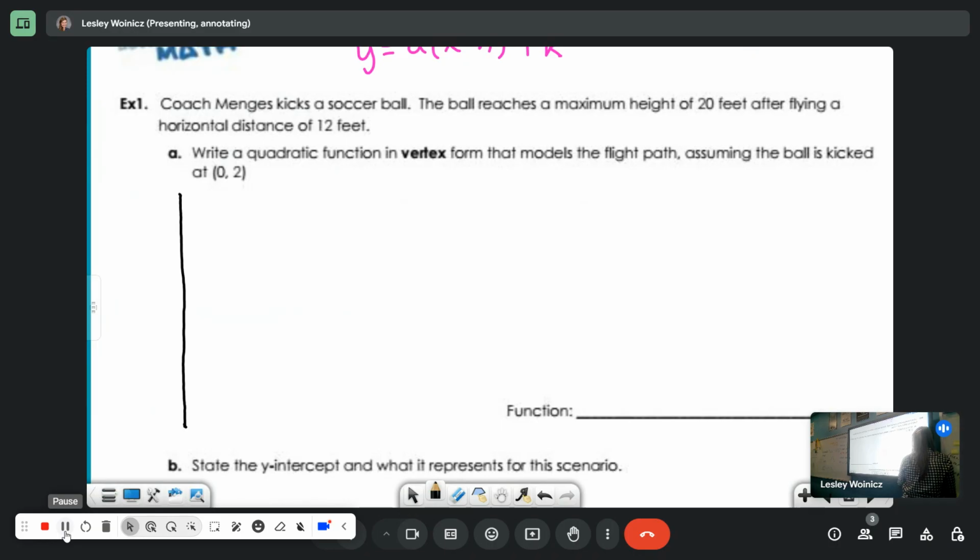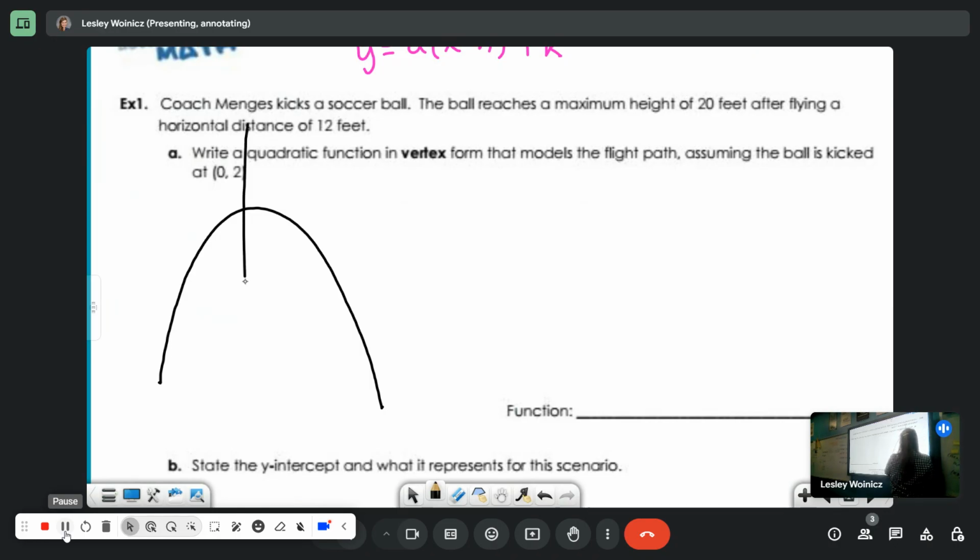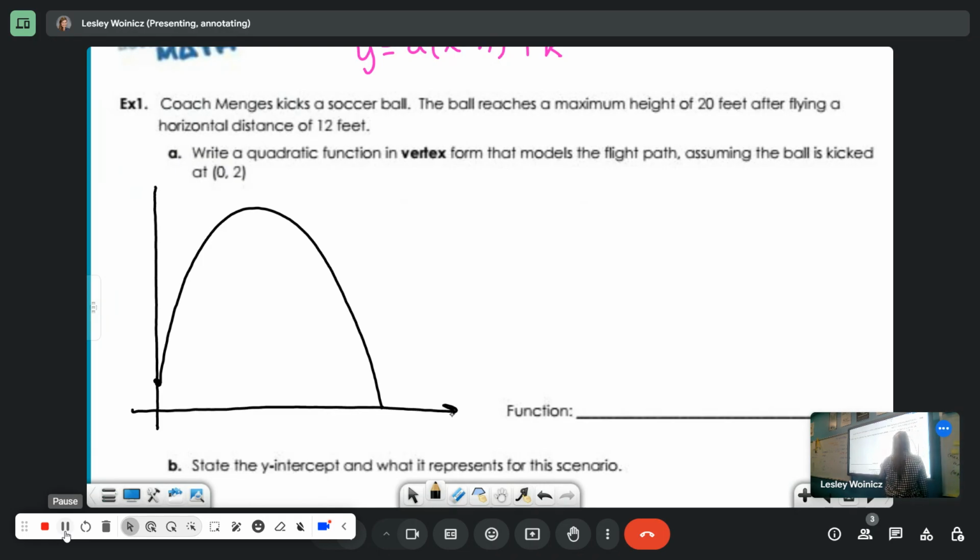All right, so we know that a parabola is going to be the flight path-ish, right? Now, we could put our axes anywhere we want, right? Where would be a really good place to put the axes? At the bottom of the parabola and on the side of it. Yeah, so I want to make it so that my 0, 2 is on the y-axis. It's going to be a little bit higher. Does that make sense?